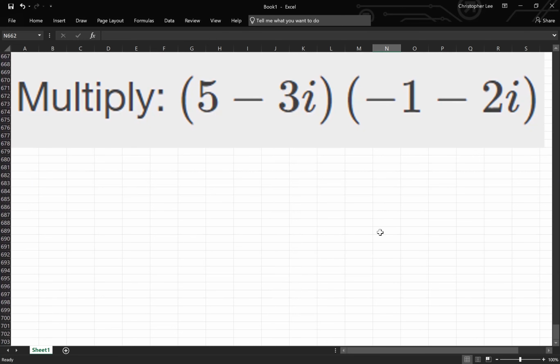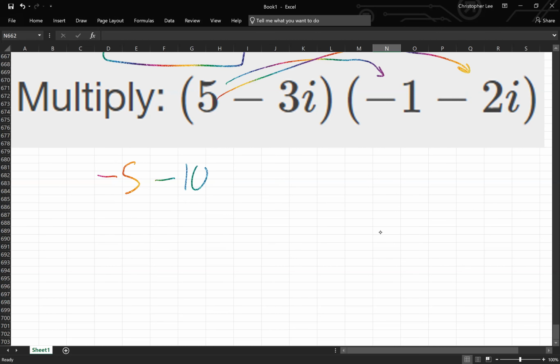You know? Let's try this one out, right? I'm gonna distribute this. 5 times negative 1, what's that? Negative 5, and then 5 times negative 2i, negative 10i, and then negative 3i times negative 1. Nope. Positive 3i, very good. And then negative 3i times negative 2i, positive 6i squared, very good.